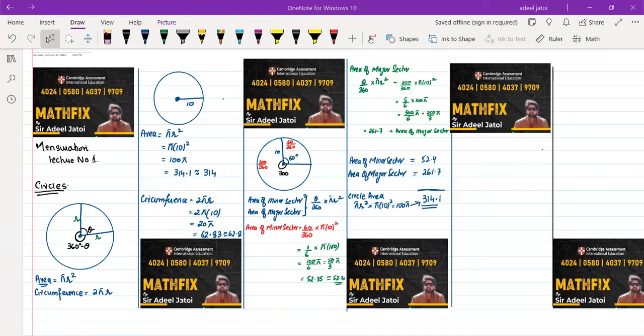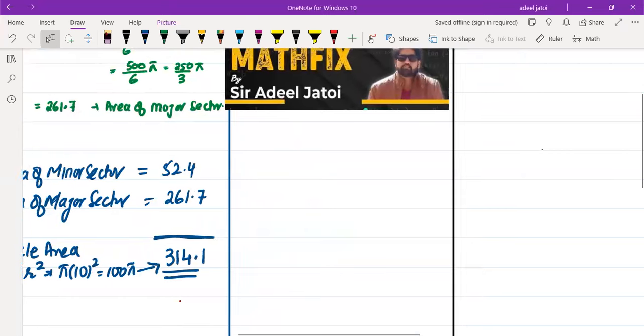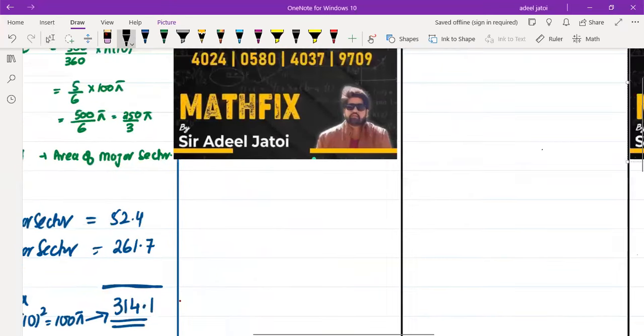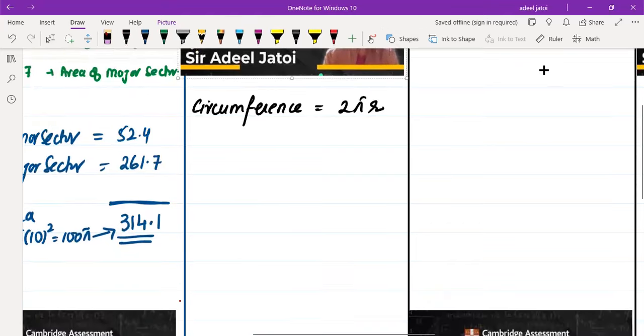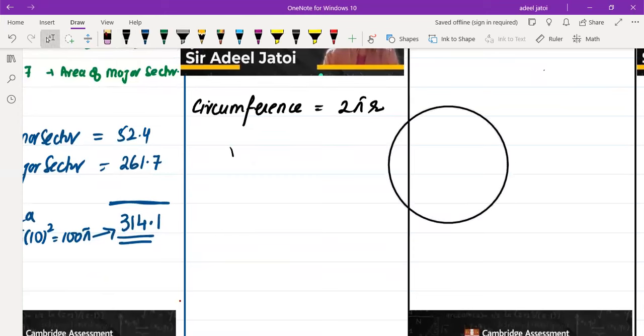Now, working on the arc length. But before arc length, we'll make sure we understand the circumference formula. Your circumference formula is 2 pi r. Now, circumference is basically what? It is basically the perimeter of what? Circle.